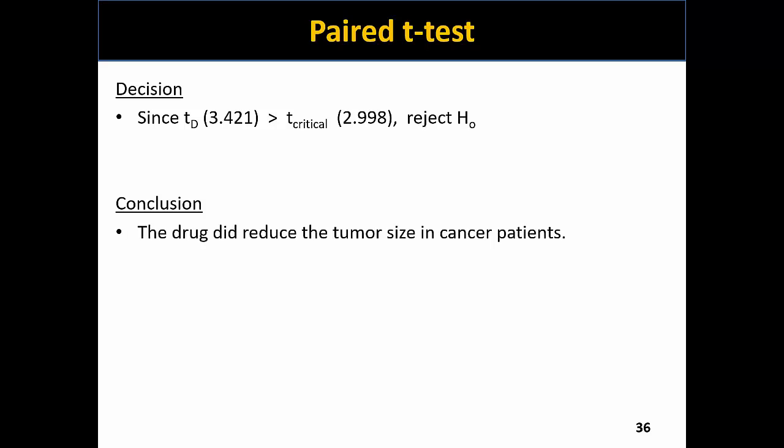And by rejecting the null hypothesis, we therefore invoke the alternative hypothesis. In doing so, we conclude that the drug did reduce. We don't say a difference, but we say that the drug did reduce the tumor size in the cancer patients because that was stated in the alternative hypothesis. And in presenting these numbers, we would also add that the calculated t-value with a degree of freedom of 7 was equal to 3.421, and this was found at a p-level of less than 0.01. So this concludes this final video of our t-test unit.